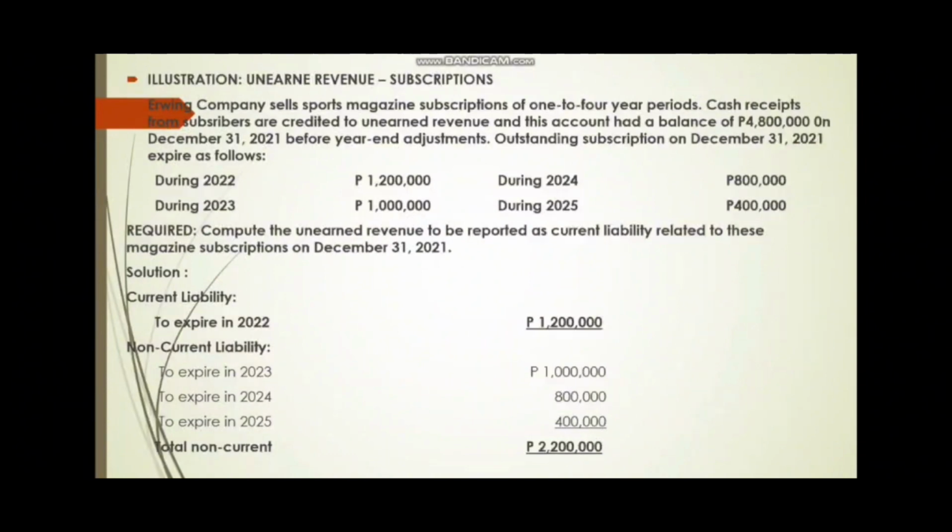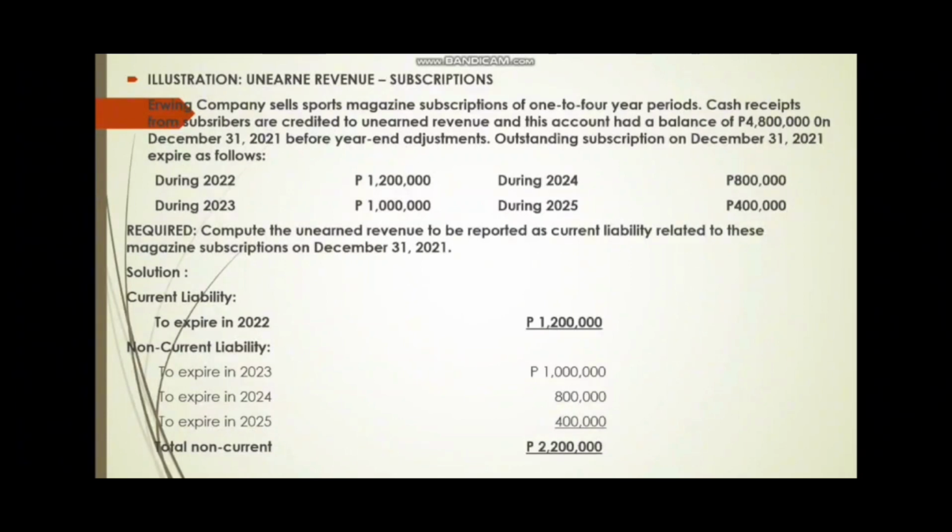Illustration, unearned revenue, subscription. Irving Company sells sports magazine subscriptions of 1 to 4 year periods. Cash receipts from subscribers are credited to unearned revenue, and this account had a balance of 4,800,000 on December 31, 2021, before year-end adjustments. Outstanding subscriptions on December 31, 2021 expire as follows: during 2022, 1,200,000, then 2023, 1 million, 2024, 800,000, and 2025, 400,000.